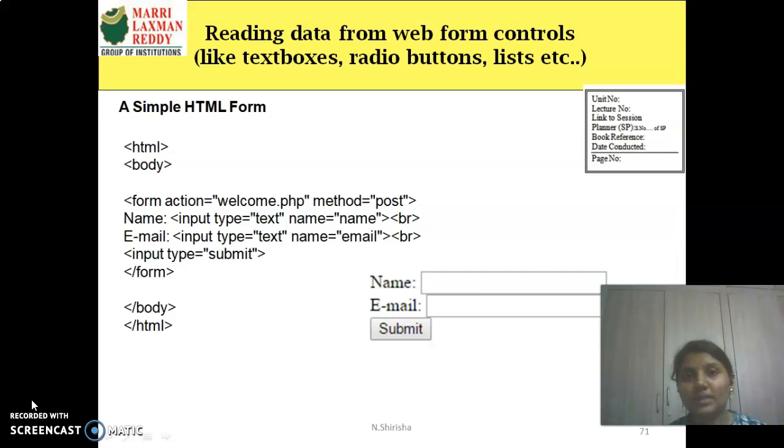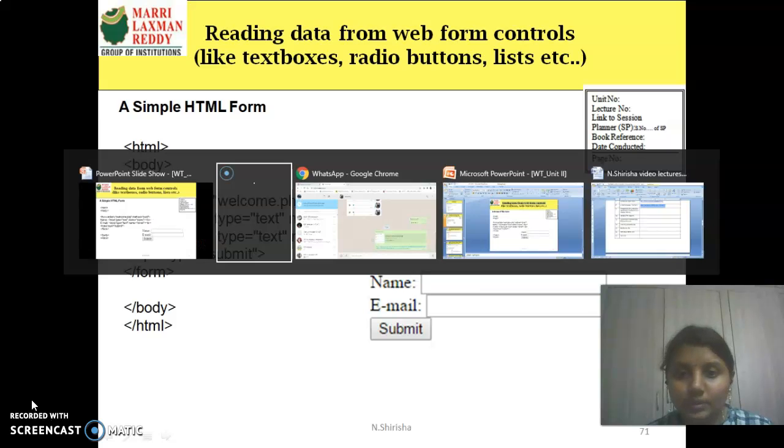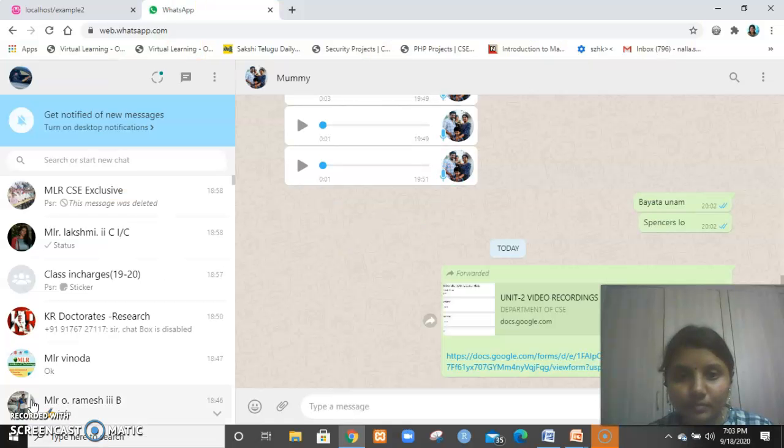In HTML, in the first unit of web technologies, we have seen how to create a text box, how to create radio buttons, how to create a list. From there we will extract the user's information to our server. So let me give you a quick glance of this.